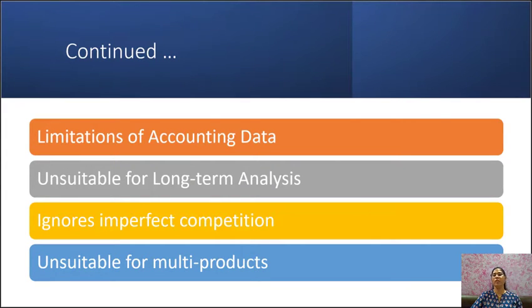Some more limitations are limitations of accounting data. Break-even analysis depends upon accounting data. It further suffers from all the limitations of this data, such as ignoring imputed costs and calculating depreciation in an arbitrary manner. All this restricts the scope of break-even analysis. It is also unsuitable for long-term analysis. It is unsuitable because it has relevance only for short-term analysis. It ignores imperfect competition.